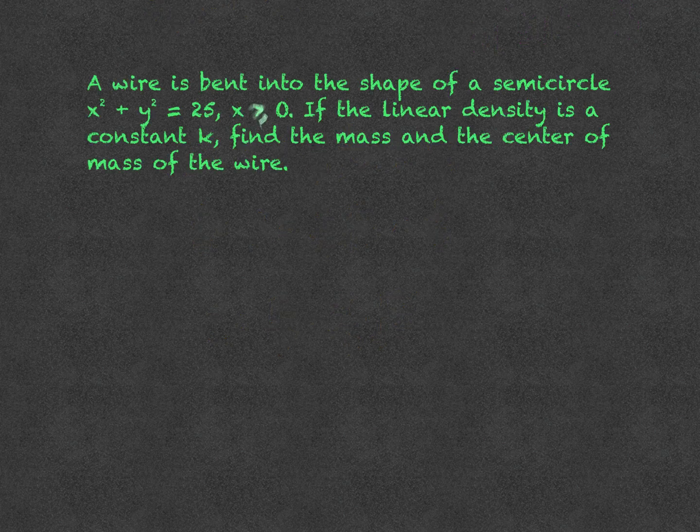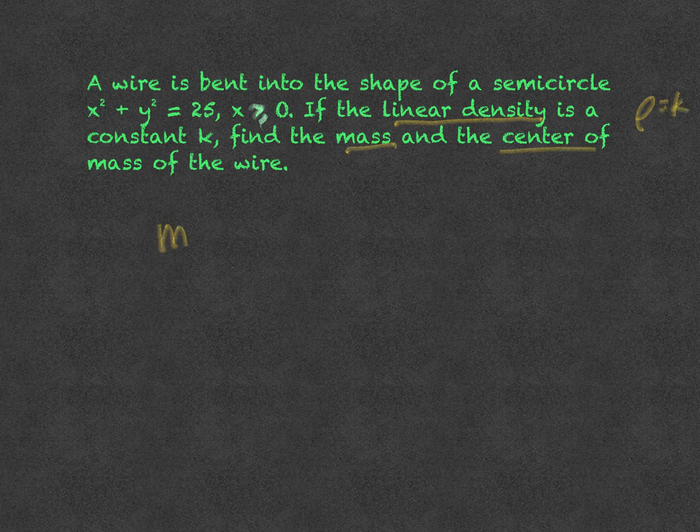A wire is bent into the shape of a semicircle x squared plus y squared equals 25, where x is greater than or equal to 0. If the linear density is a constant k, now remember that's your rho, so rho is equal to k, find the mass and the center of mass of the wire.